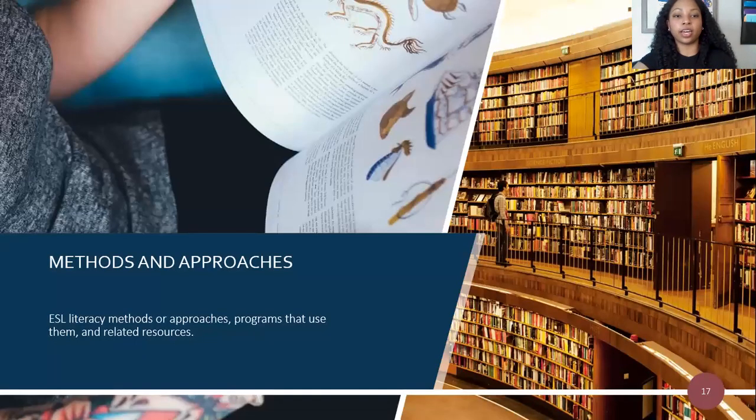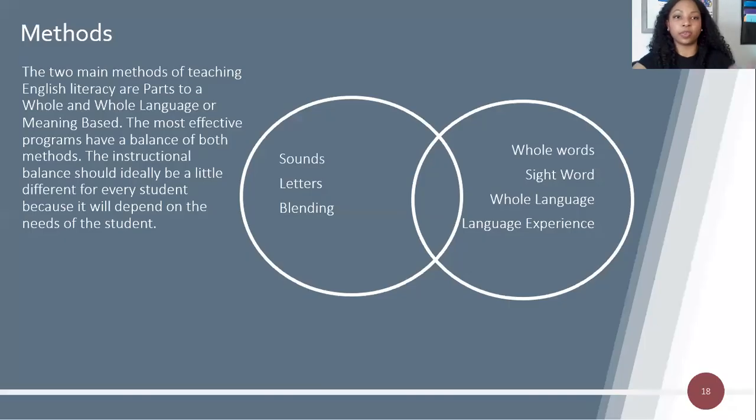So, moving on to methods and approaches. There are two main methods of teaching ESL literacy, and those are parts to whole and whole language, or meaning based. Parts to whole are things like sounds, letters, and blending, and meaning based are whole words, sight words, whole language, and language experience activities.